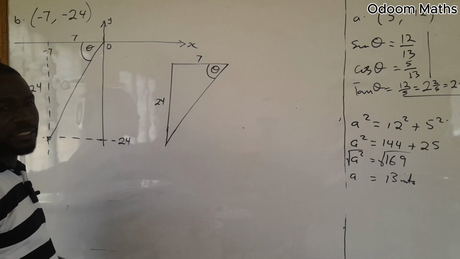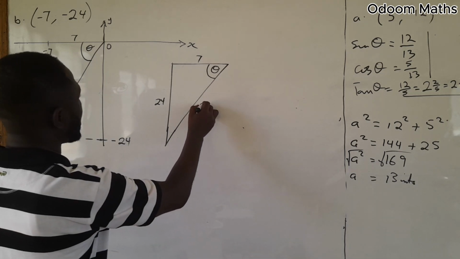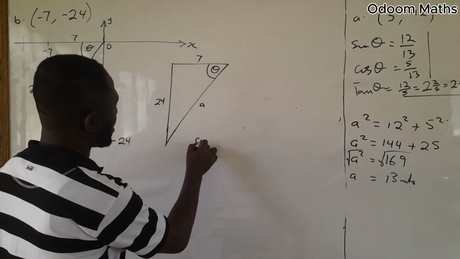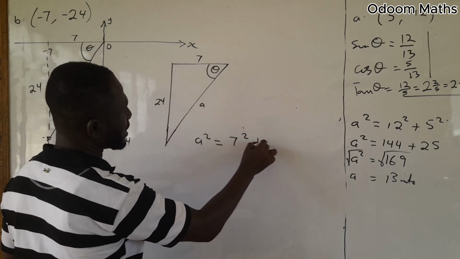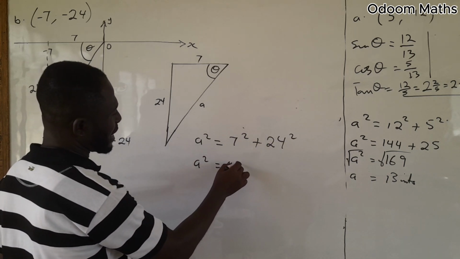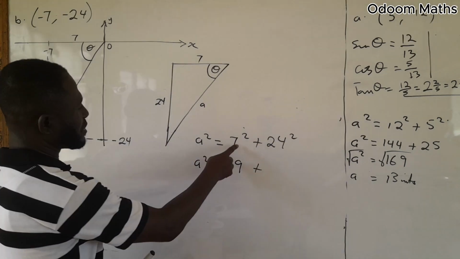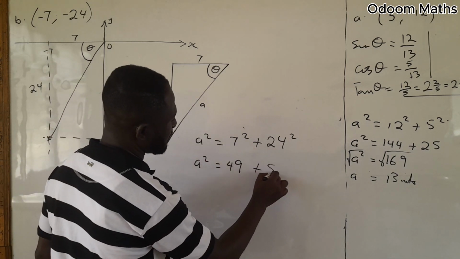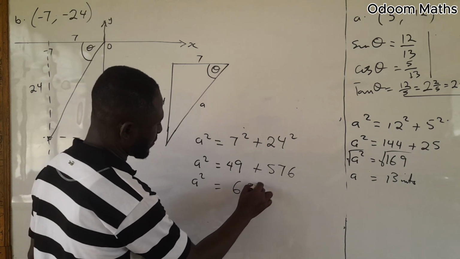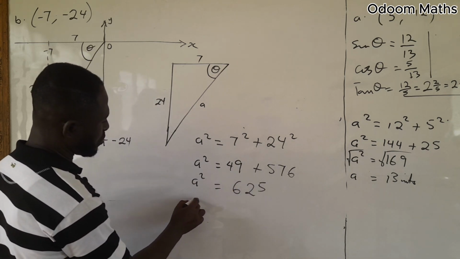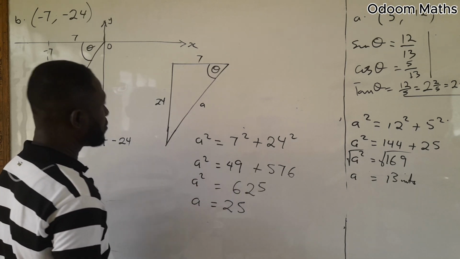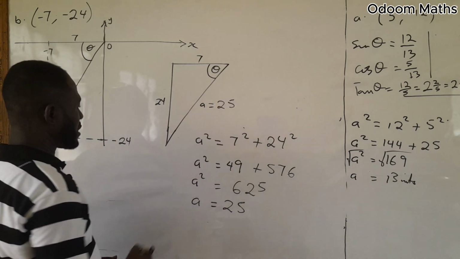Now let me find the side. So let me call the side a. Now from Pythagoras theorem, a squared is equal to 7 squared plus 24 squared. So a squared becomes 49 plus 576, since 24 squared is 576. So the two will give us 625. Okay, so now we find a. You put square roots on both sides, and a becomes 25. Okay, so this is 25 units.